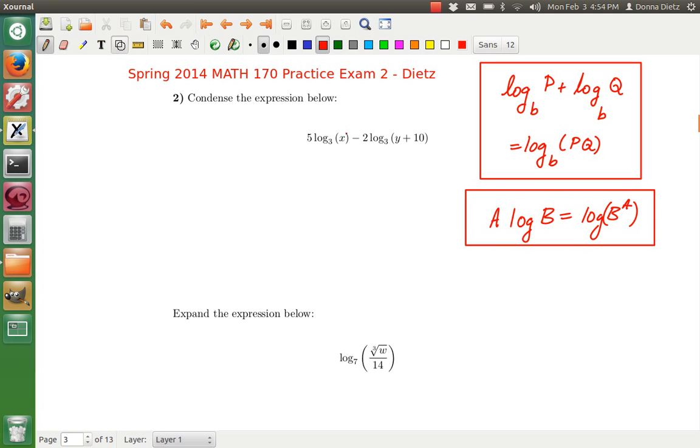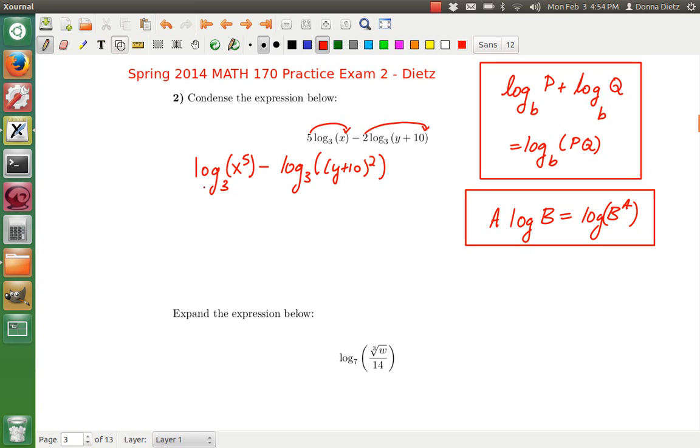So to condense an expression, we're going to make this exponent jump up. This exponent is going to jump up. And so the first step, log base 3 of x to the 5th minus log base 3 of y plus 10 is going to be squared. And I'm just being very explicit. The extra parentheses are not, strictly speaking, necessary because it's understood, but I'm putting parentheses in there just for clarity.